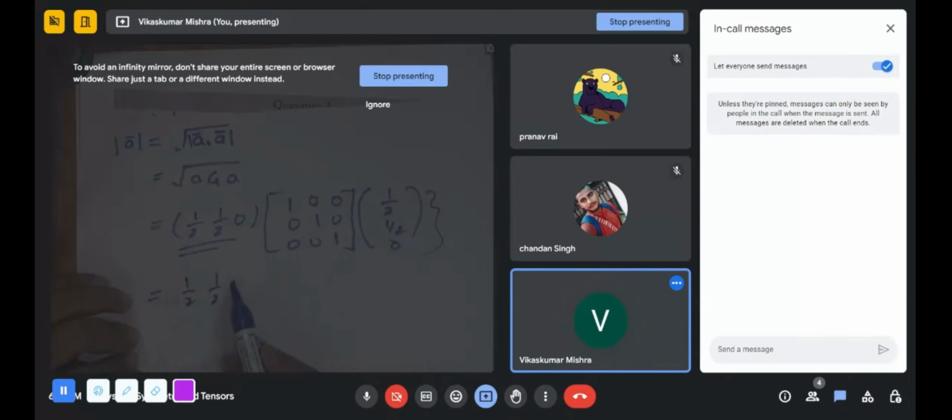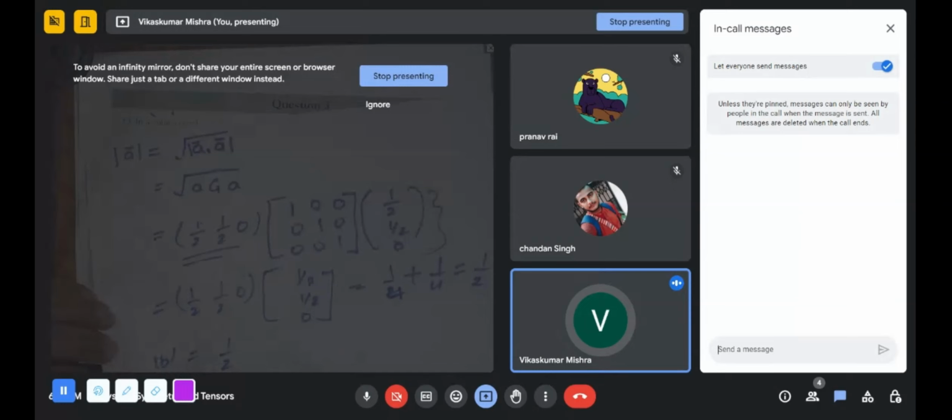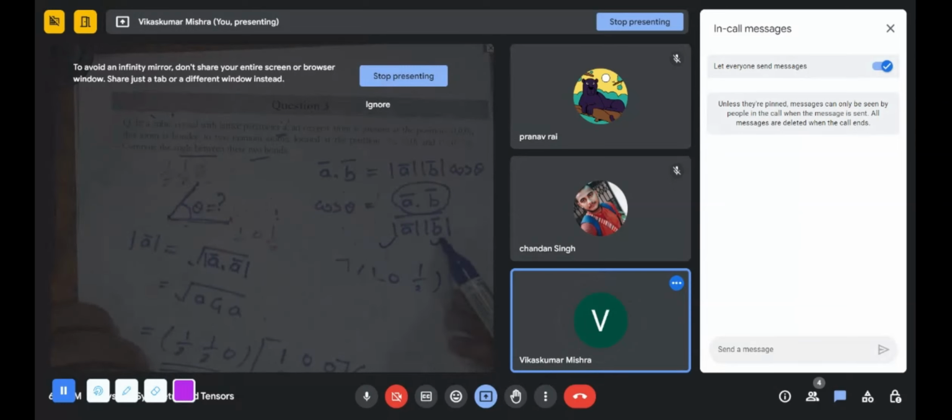So half 0, and here we will get half. Here we will get half again, and here we will get 0. If we again multiply them, what we will get is 1 by 4 plus 1 by 4, which is 1 by 2. This is how we solve for the A. And in a similar manner we can find for the B also, and if you repeat the same things again for the B, we will get the modulus of B will be 1 by 2. Okay, and that's how we got all the stuff that we needed, A, B and A dot B.